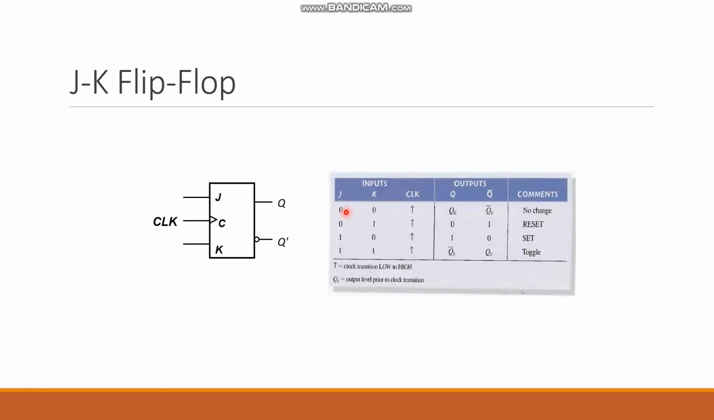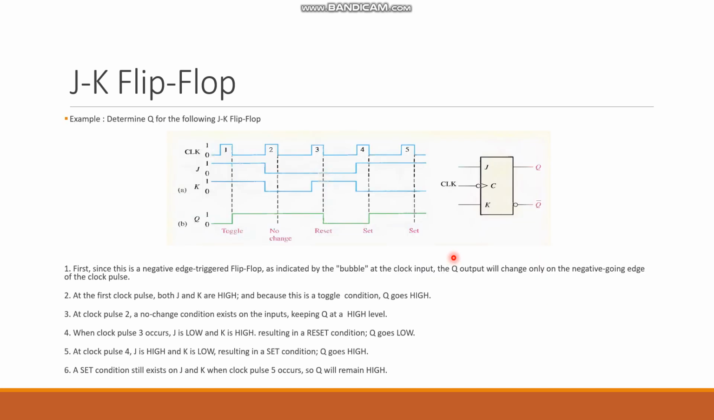Look, this is the truth table. Both of them are 0, the output is going to be no change. 0, 1 is going to be 0. 1, 0, the output is going to be 1. Whenever we have 1, 1, the output is going to be the opposite of the previous output. You can see it in this example.